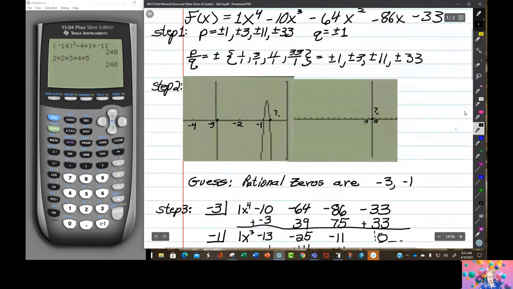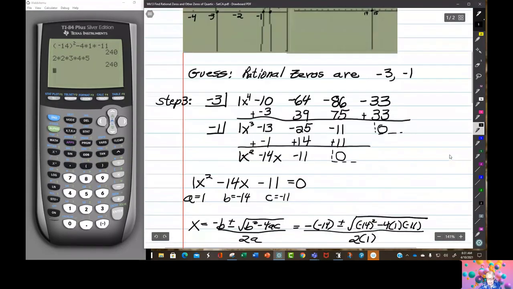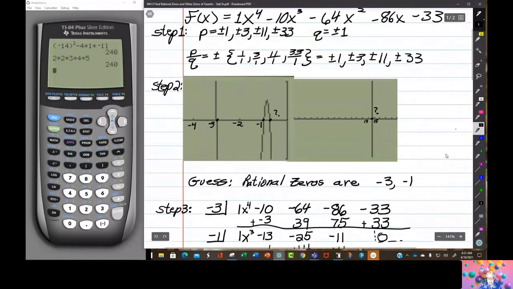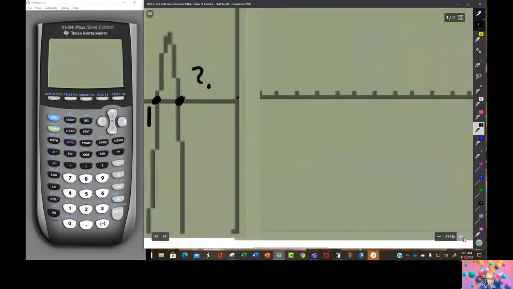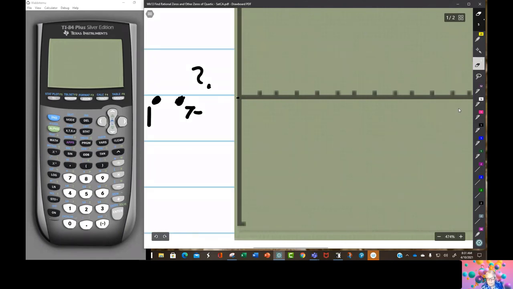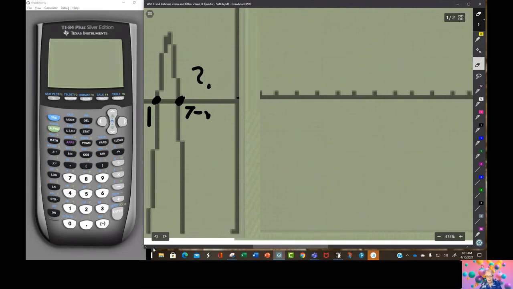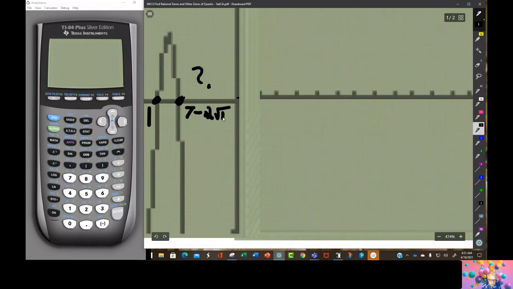Let me show you where they are. This is negative 3. This is negative 1. This is 7 minus 2 times the square root of 15. Need to make that bigger so I have room to write it down. 7 minus this. 2 times the square root of 15. Ugly 2. But I don't dare erase it.